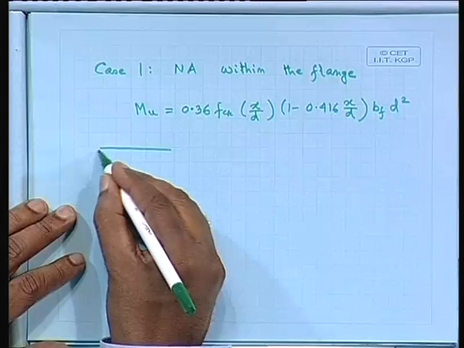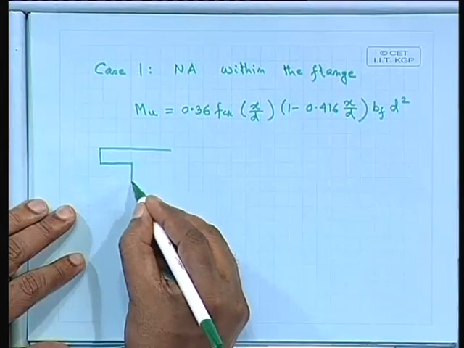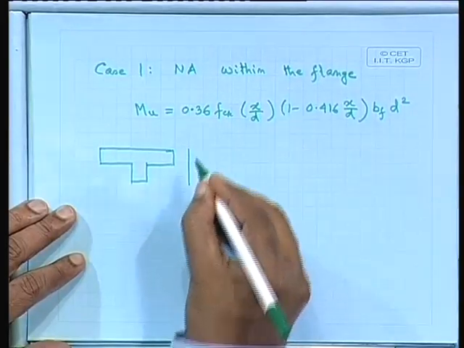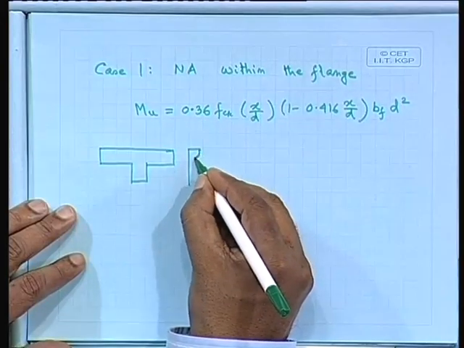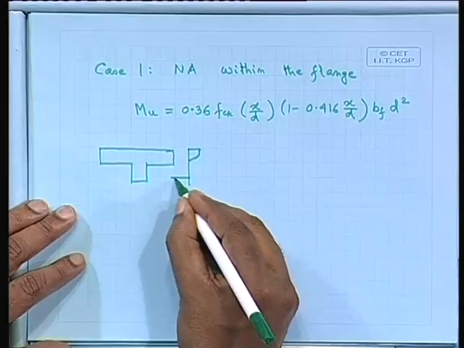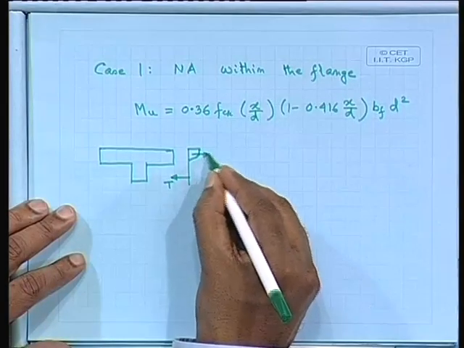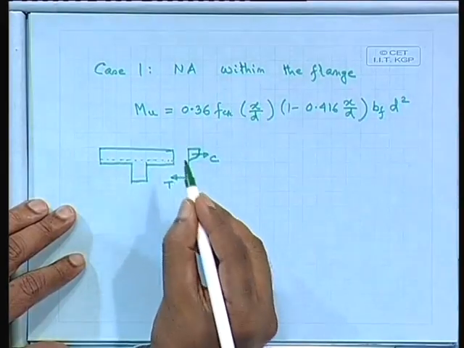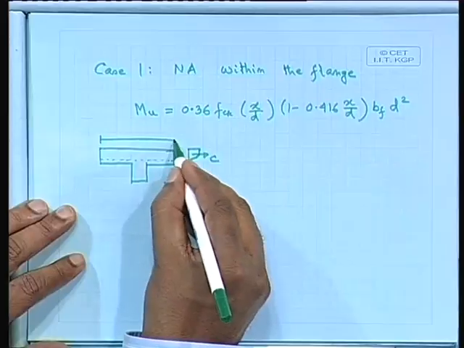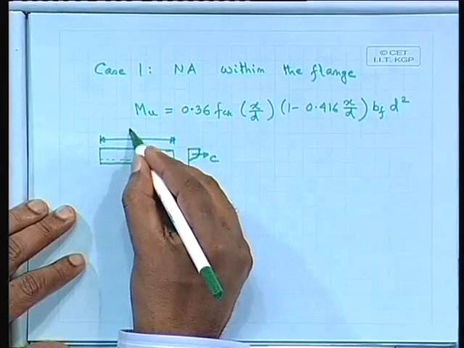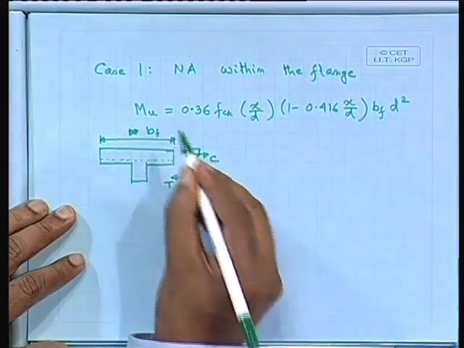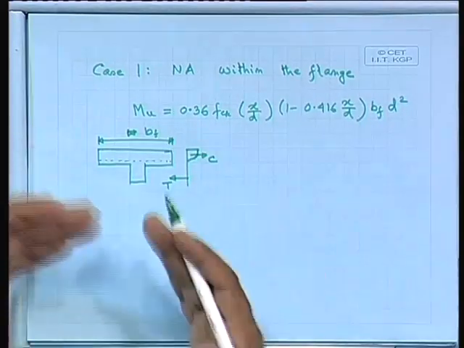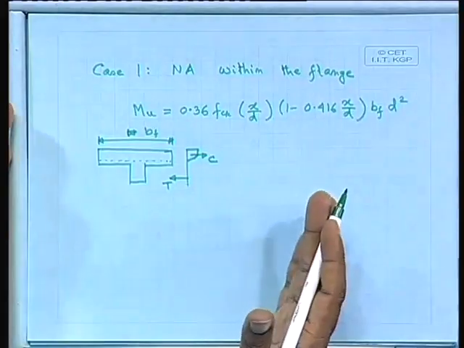Why? Because in the T beam we are considering here, and the stress block say somewhere like this, T and C. So that means the neutral axis is somewhere here. So this is your BF. It is nothing but the same rectangular beam, because the remaining bottom portion, that concrete will not take part in any tension or anything.